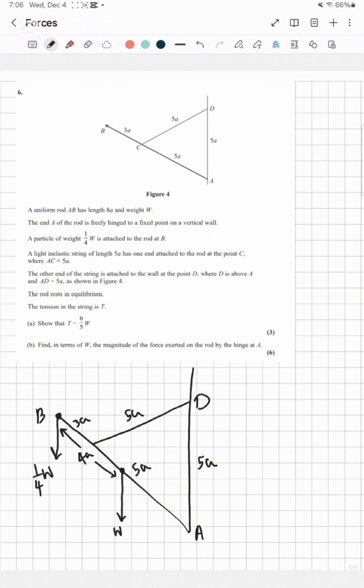And they say a light inelastic string of length 5A is attached to the rod at point C. So this is our string. So the tension is acting like this on the string.